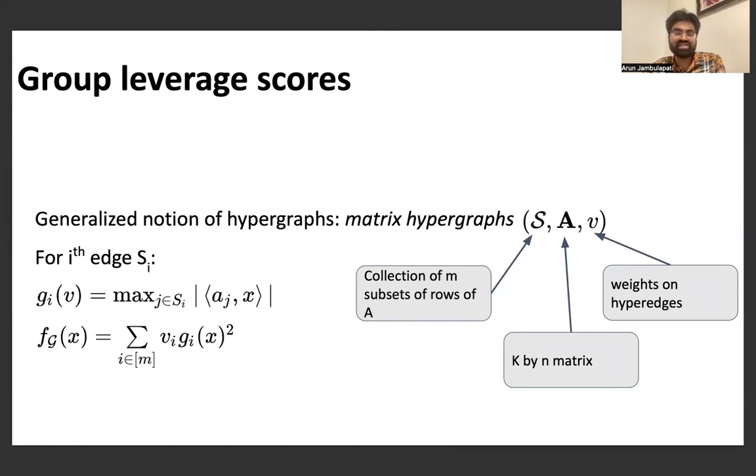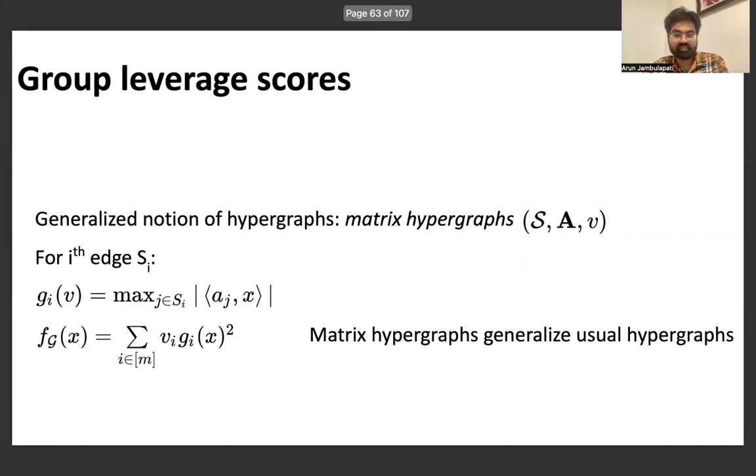We can define our functions G and F analogously to the graph setting, and in fact, this matrix hypergraph notion exactly generalizes graph sparsifiers if A is the incidence matrix of the underlying graph. We can also use this notation to make our graphs unweighted without loss of generality. We can put our edge weights into this matrix A without really any loss.